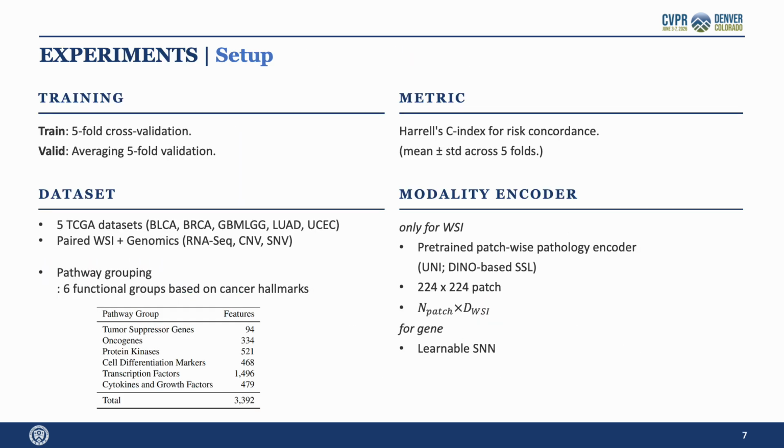We evaluate MUST on 5 TCGA cohorts using paired pathology and genomics data. Whole slide images are encoded using a pre-trained pathology foundation model, and performance is measured using Harrell's C-index with 5-fold cross-validation.